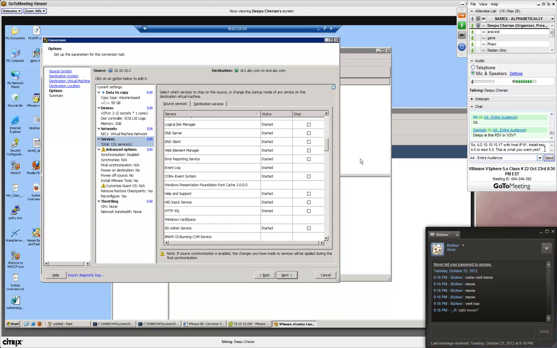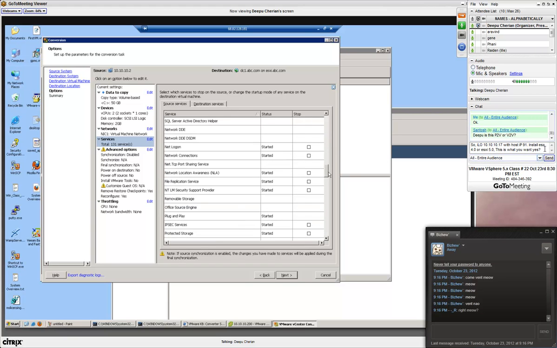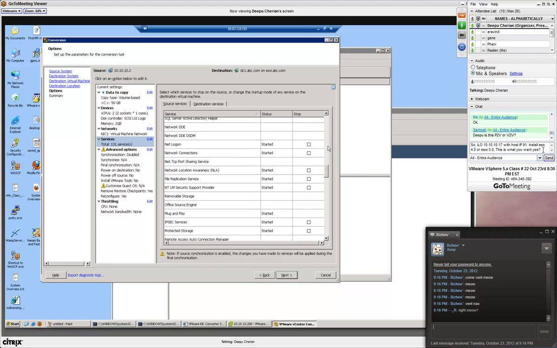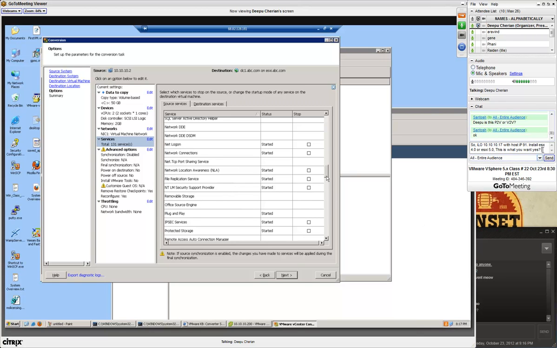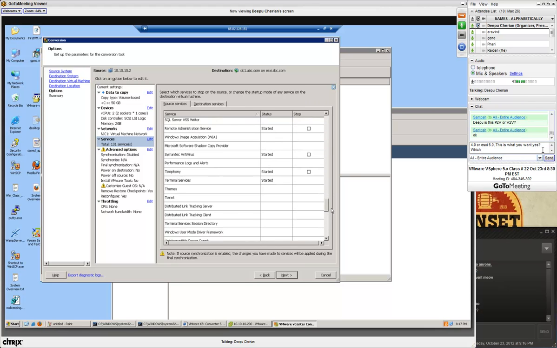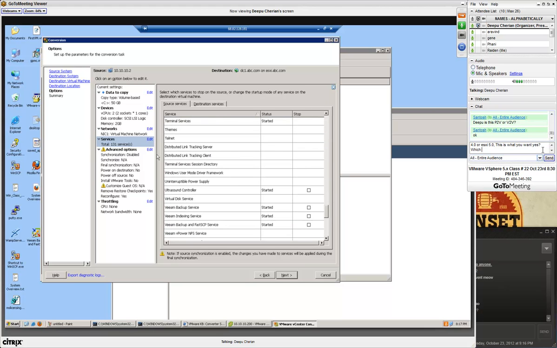During the conversion process, do you want to stop any services that are on the original server? Typically or preferably, you may not want to do it. So this is a P2V. I'm actually converting a physical server here. This is actually a Dell server I'm converting. So those are the things.